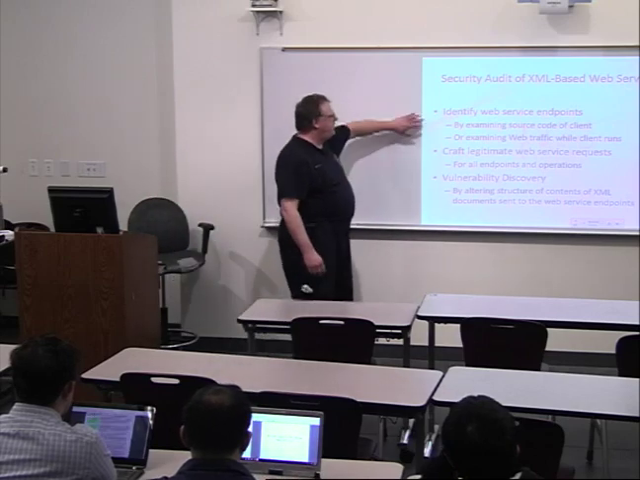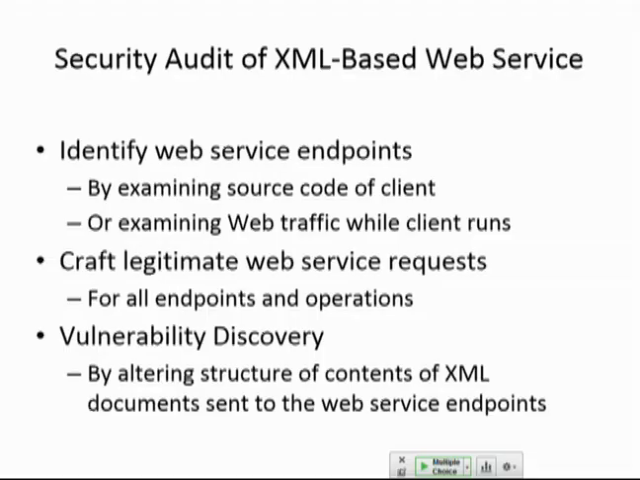So if you want to do a security audit, you find the endpoints, look at the source code, or watch the web traffic with something like Burp or Wireshark. Find out what kind of traffic it sends to where, and then you craft legitimate requests and send them in to see what it does, and then you try various attacks on it. You go all through the structure of the XML to see if you can fool it.